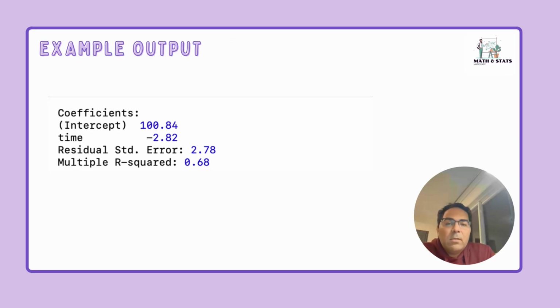So let's look at some of the output for this example and their interpretations. The estimate for the intercept is 100.84, which is the average lung function at time 0 or baseline. The estimate for the slope is minus 2.82, which means that if time increases by 1 unit, the average lung function decreases by 2.82. Residual standard error is 2.78. This is an estimate for the standard deviation of lung function or error, and multiple R-squared is 68%, which suggests that the model explains 68% of the variation in lung function.